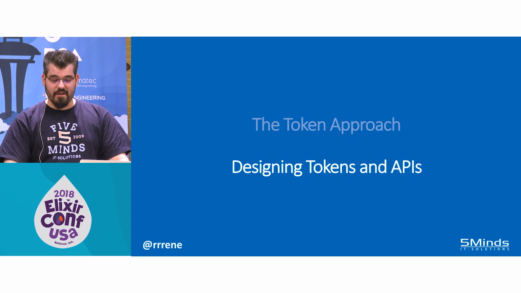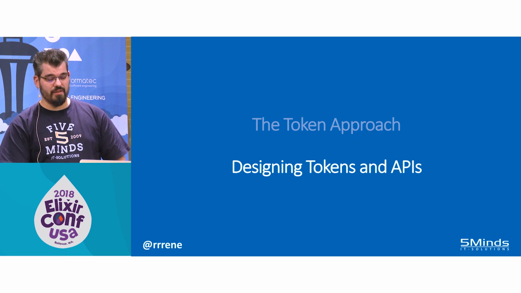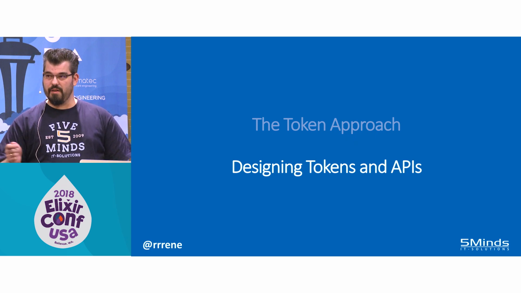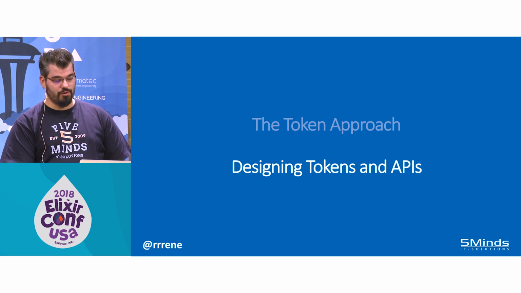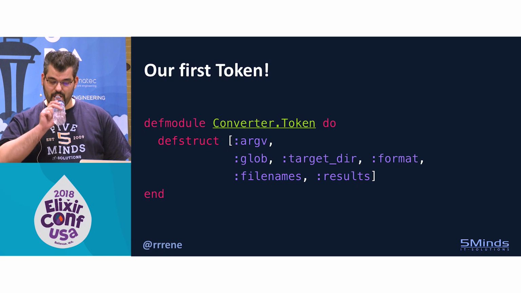So, how do we design our own tokens and token APIs? Which fields should be included? How should we name each field so the meaning becomes obvious? Let's find out by designing these things for our little image conversion tool. So here we have it, our first token.